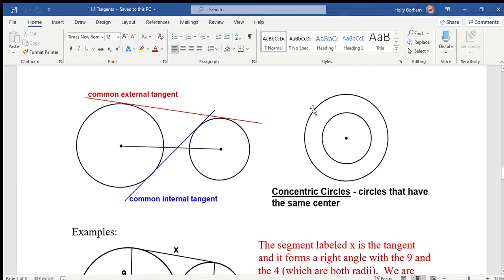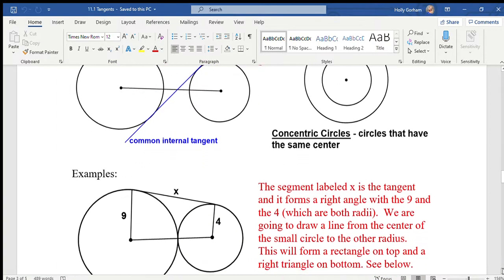Something else just to know is what's called concentric circles. Concentric circles are circles that have the same center. That would be like the Target sign at the store Target, or a bullseye or anything like that.